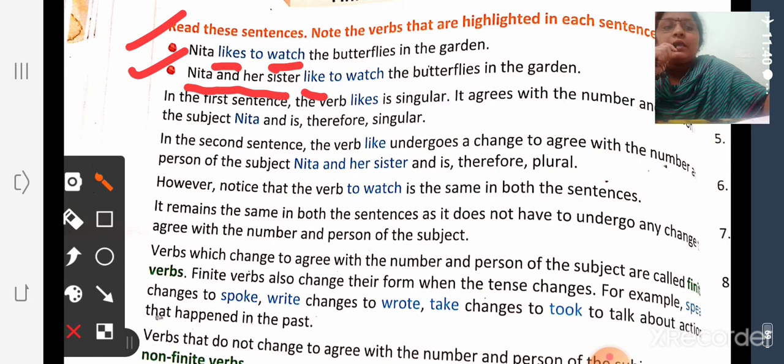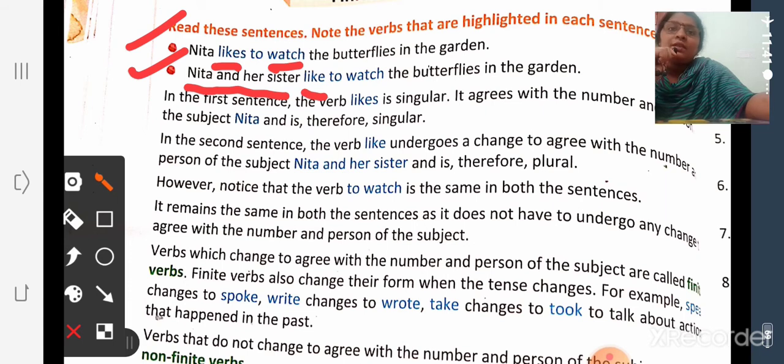In the first sentence, the verb changes according to the person or subject of the sentence, so it is a finite verb. So like is a finite verb. And a non-finite verb doesn't have any agreement with the subject. It has no connection with the subject. It doesn't change as per subject, person or number. It is called a non-finite verb.